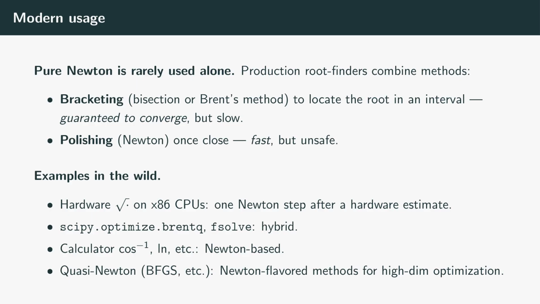Bracketing methods are guaranteed to converge. They can't diverge, oscillate, or run away, but they're linear, so they're slow. Once the interval is small enough that you're confident Newton's method will behave, you switch to Newton. The bracketing phase guarantees correctness. The Newton phase delivers speed.